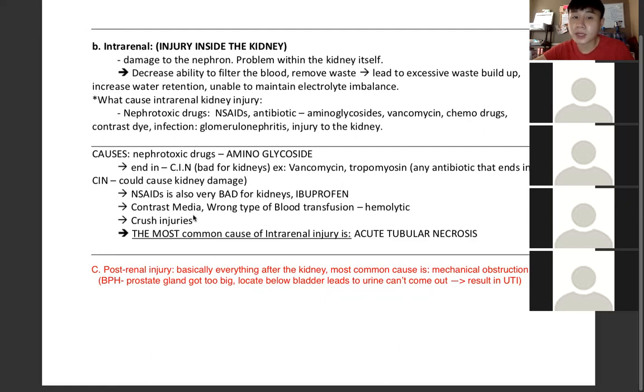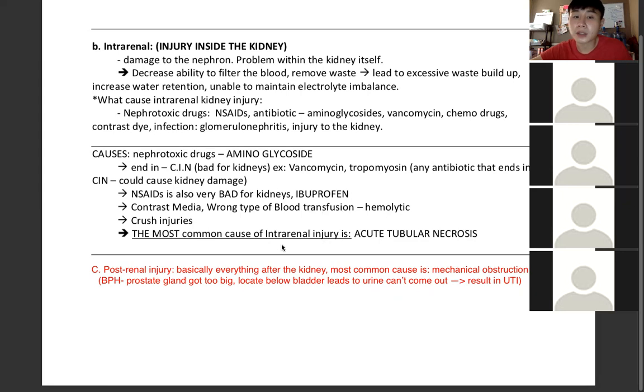Also, contrast media, and the wrong type of blood transfusion will also lead to hemolytic injury. Trauma or injury, like when a person is punched in the kidney or we fall on our stomach, can also cause injury to the kidney.